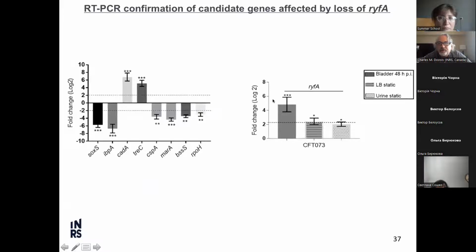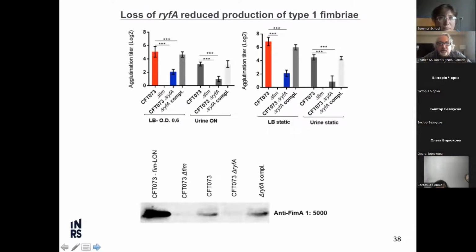And then we also wanted to look in vivo. And so when we looked in the bladders at 48 hours in the infection, we could identify that the wild type strain compared to in vitro medium, we had about 5-fold increase in the level of the copies of RIF-A being produced. So suggesting that it is induced and is a player in regulation in vivo. So we did a knockout, obviously, in vivo.